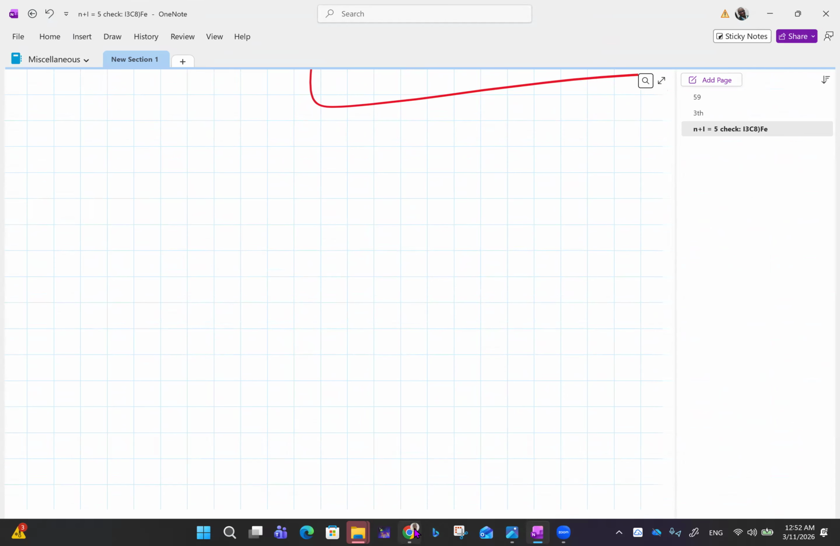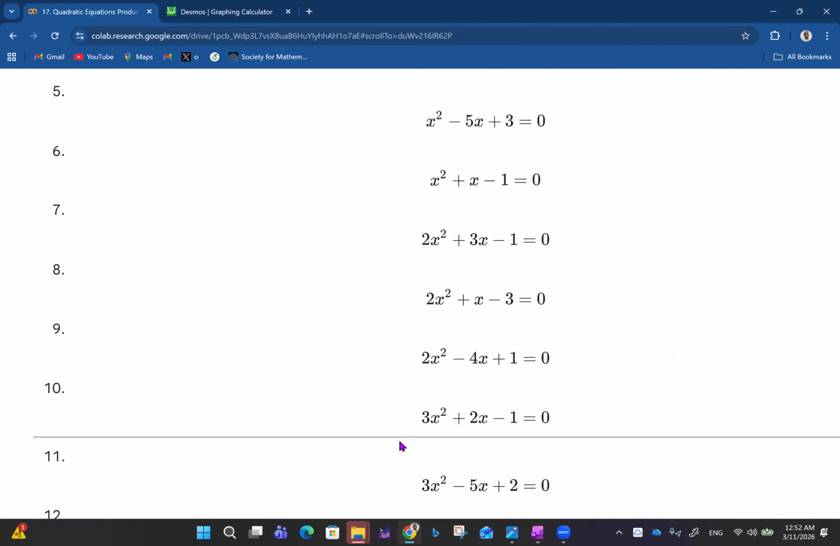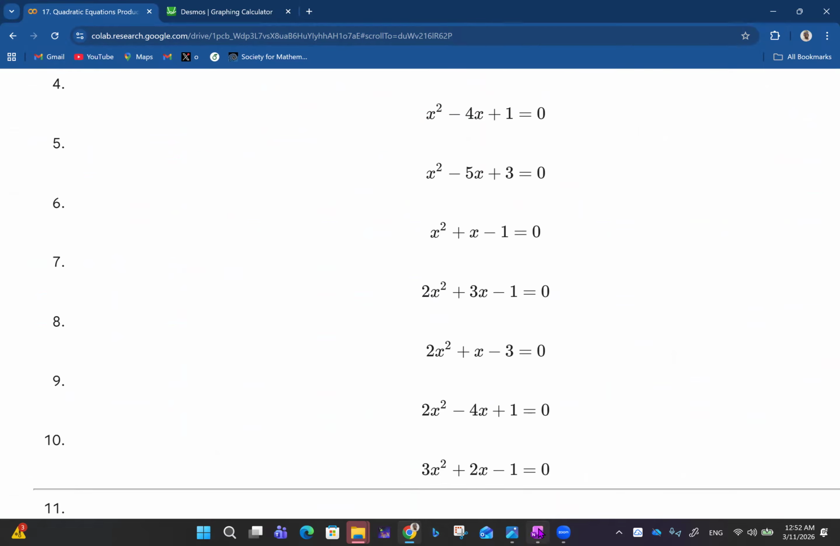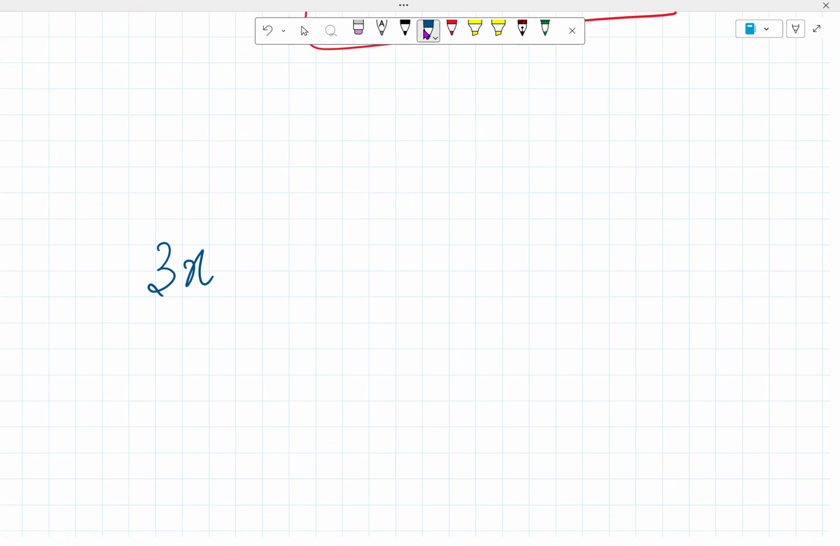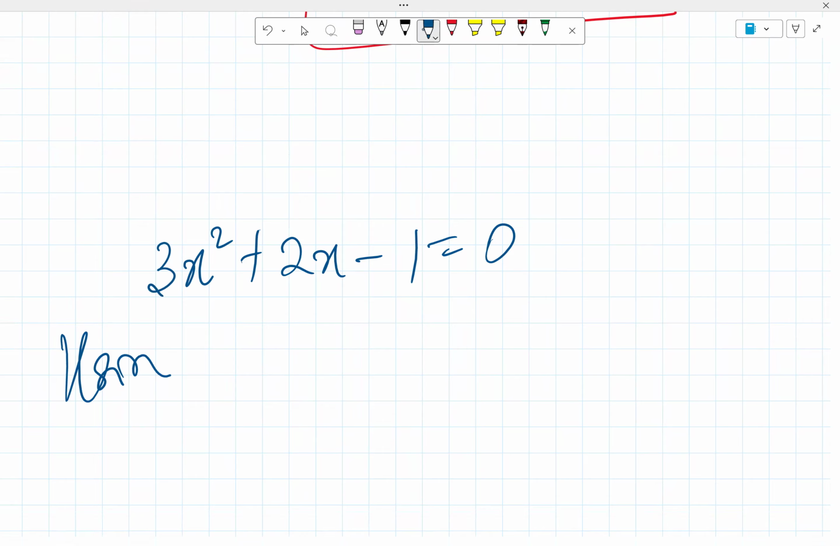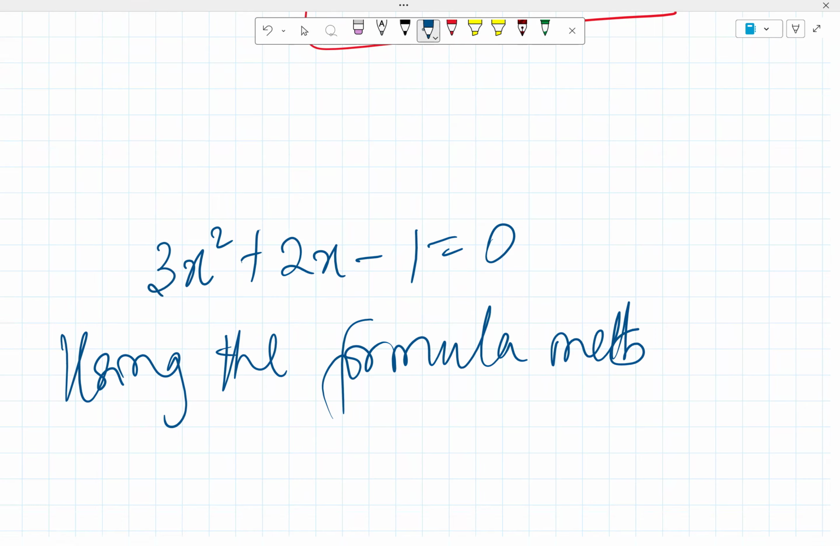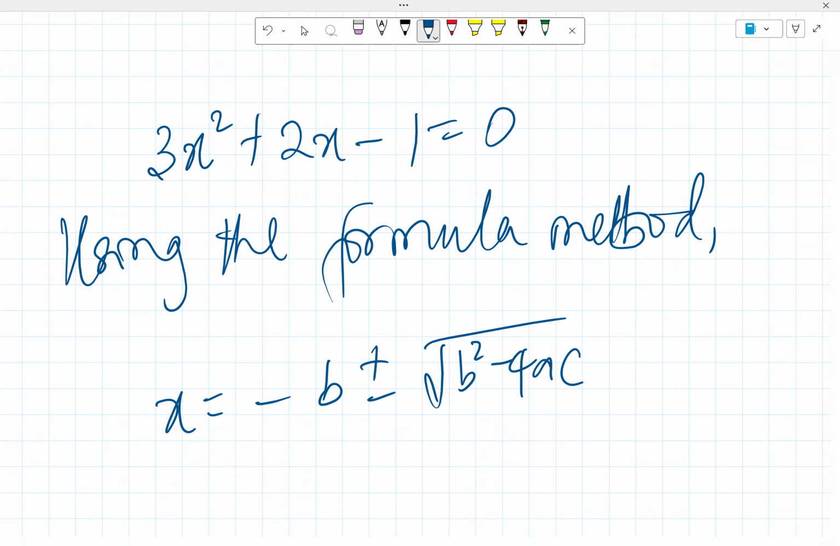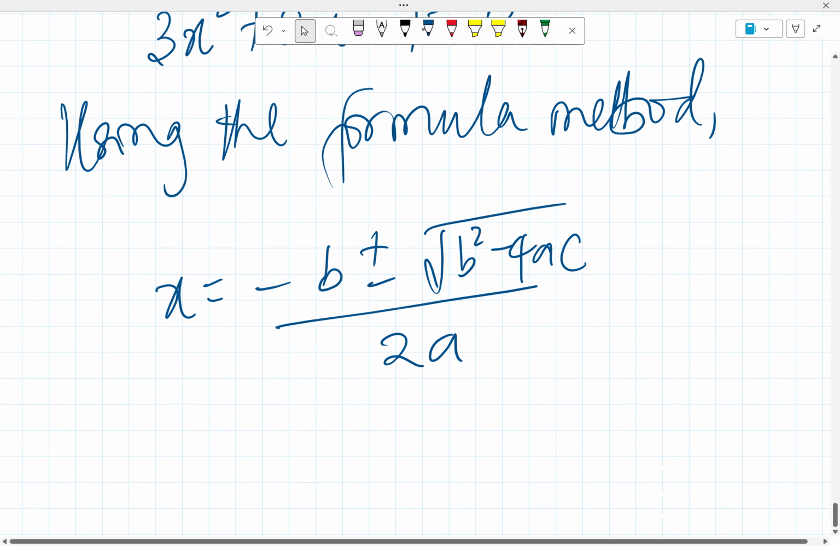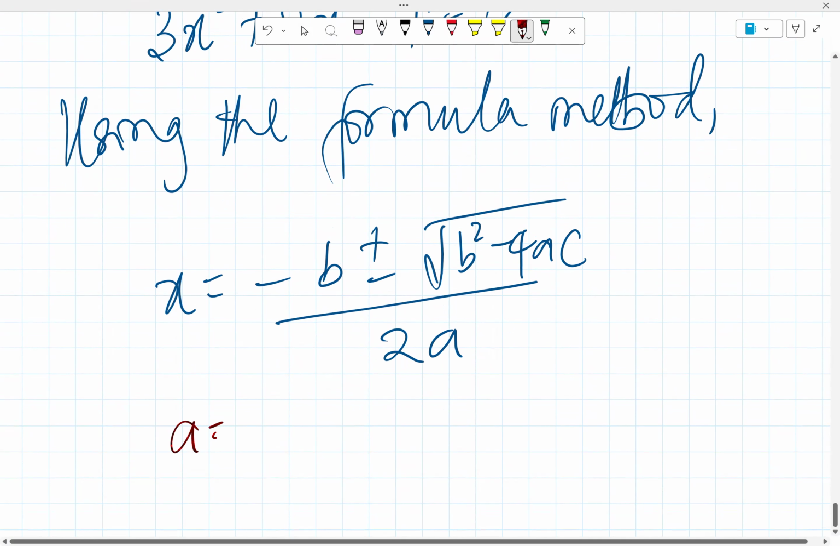So let's go back and take 10 that I wanted to take before. Question 10, 3x squared plus 2x minus 1 equals 0, using the formula method. We know that the formula is written as x equals minus b plus or minus square root of b squared minus 4ac all over 2a. So here we can itemize the values we need.